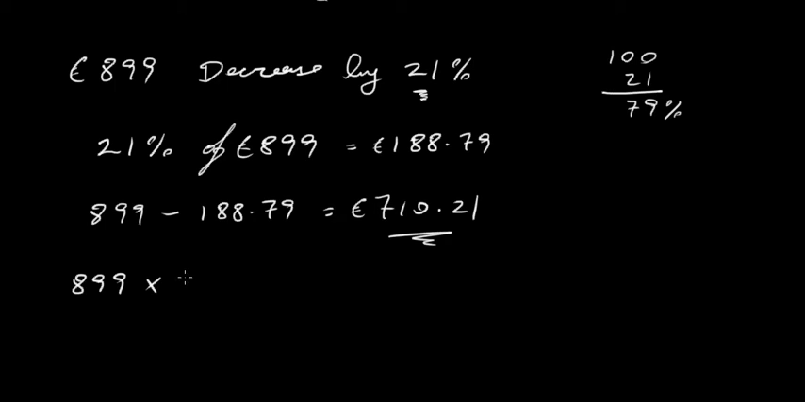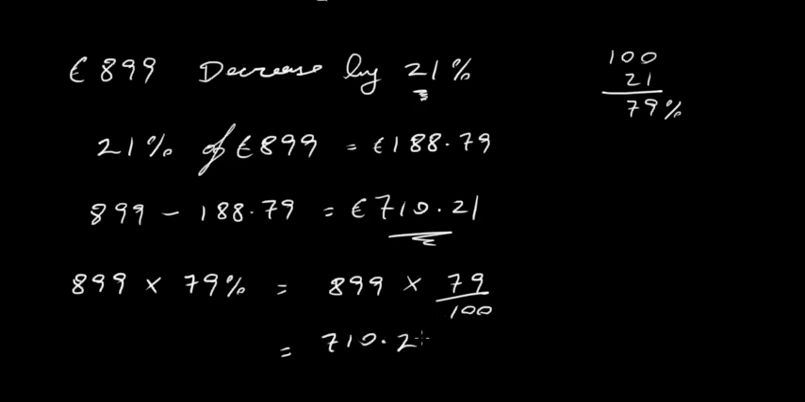So we could just multiply by 79%, or just take our 899 multiplied by 79 over 100, or 0.79. If we take our 899, multiply it by 79, divide by 100, we should again get 710 euros 21 cents. So we get the same answer again here. Okay, so that's our percentage increase, percentage decrease.